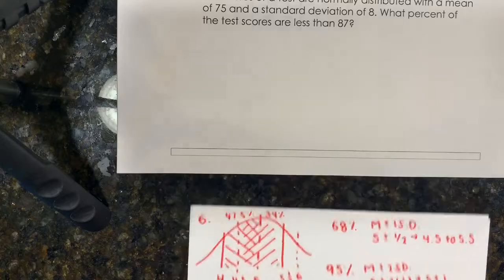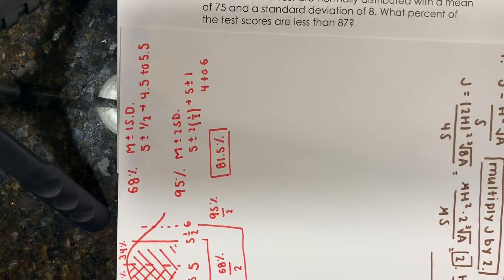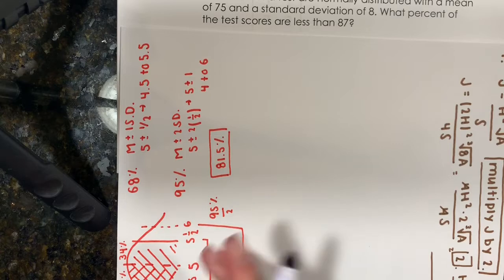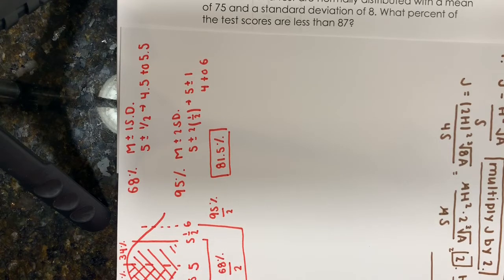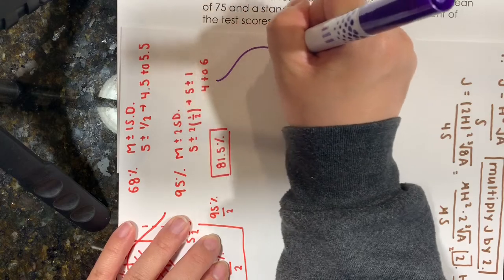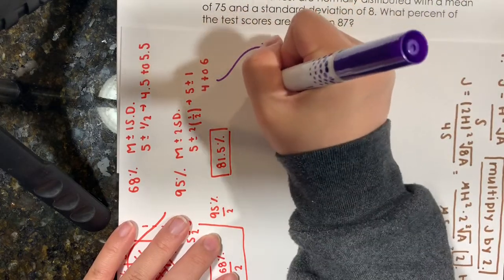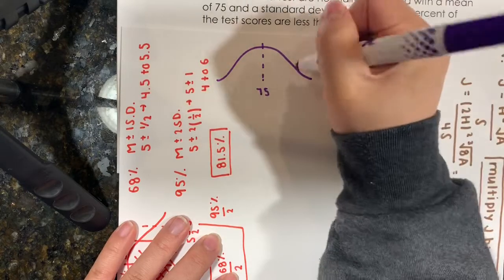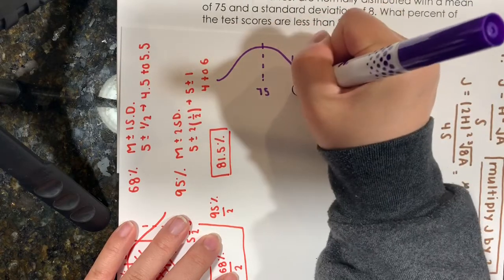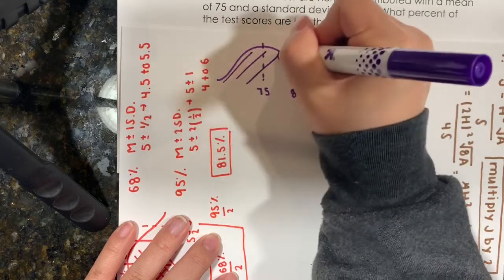Now looking at number 7, this one's different. We're going to use our chart, our standard normal table. So this one says the scores of a test are normally distributed with a mean of 75 and a standard deviation 8. What percent of the test scores are less than 87? So this one we're given a normal distribution again like this. We know that the mean is 75, but we want to know the percentage that falls below 87. So all of this percent right here.